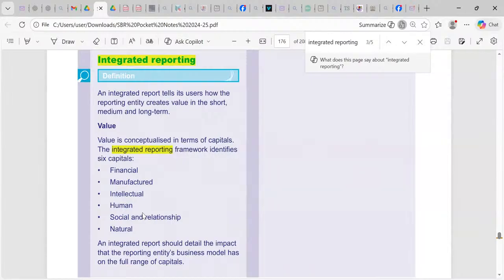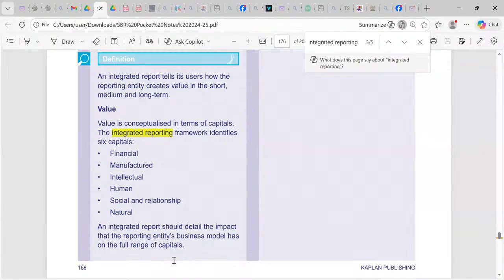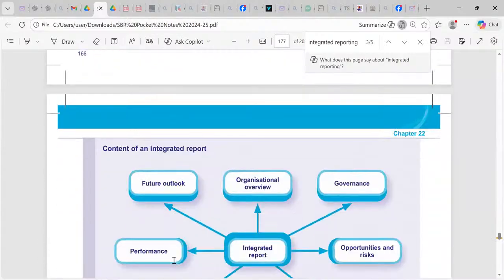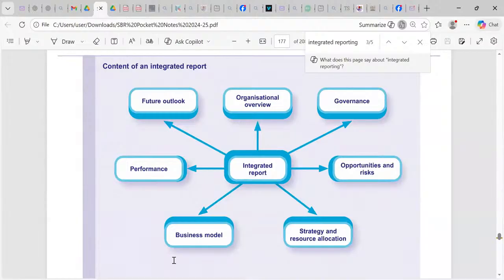Ladies and gentlemen, this organization shall always be a social entity. You shall be able to engage in corporate social responsibilities. You shall be able to relate with other companies like KRA optimally, very well. Otherwise, you will not be sustainable. And then we have our natural capital, the sunlight, the minerals, etc. An integrated report should detail the impact that the reporting entity's business model has on the full range of those capitals which you must cram. If you look at your past papers very well, this is something, if I were you, I would even screenshot this. They'll always ask for the contents of an integrated report.